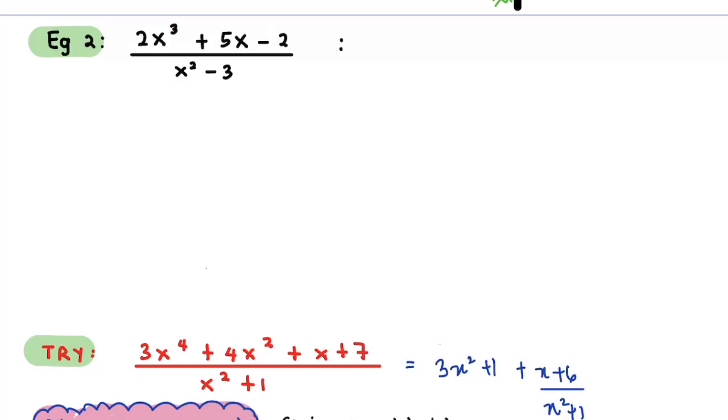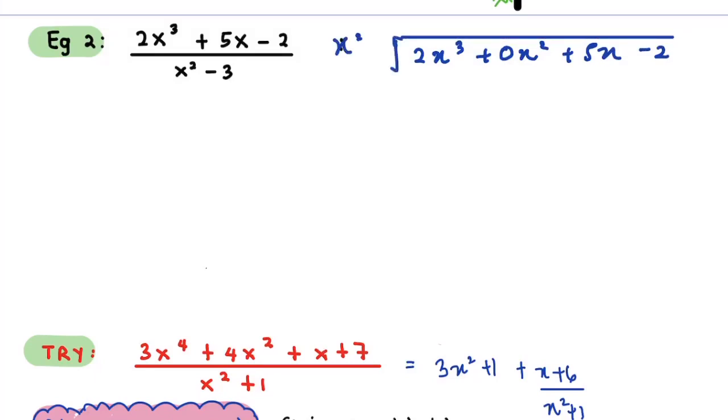So to do this, let us write this as x to the power of 3. You don't have any term for the power of 2. So just write it as 0, x to the power of 2 plus 5x minus 2. So now let's divide by x squared minus 3.